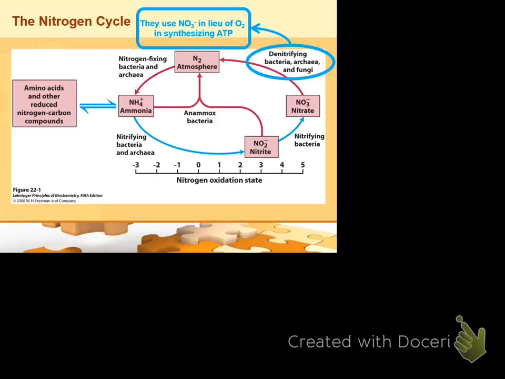The denitrifying bacteria, certain archaea and fungi, actually utilize nitrate instead of oxygen to make their ATP, and we're going to show that in just a little bit. In a moment when we talk about the Anammox bacteria, it's really cool because hopefully you'll be able to see how it correlates to our OXPHOS pathway, but the fact is that they use nitrates instead of oxygen. And so we are blessed in that sense. It's a very symbiotic relationship between the little critters and us.